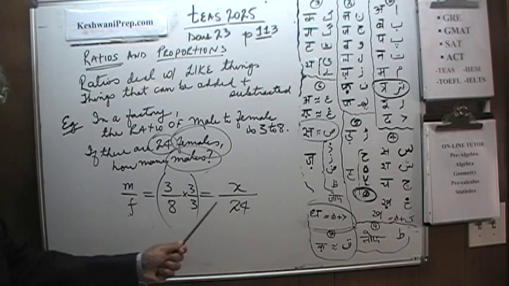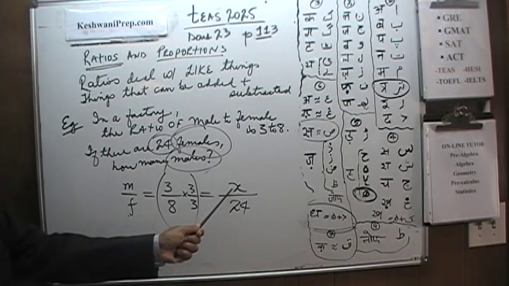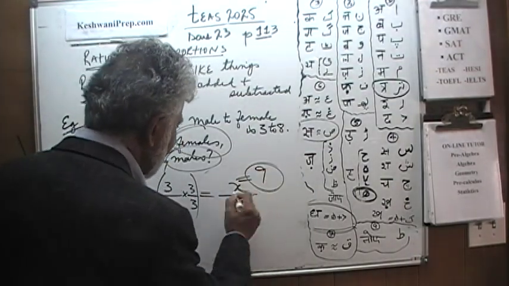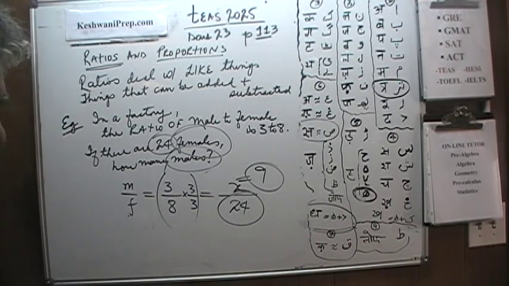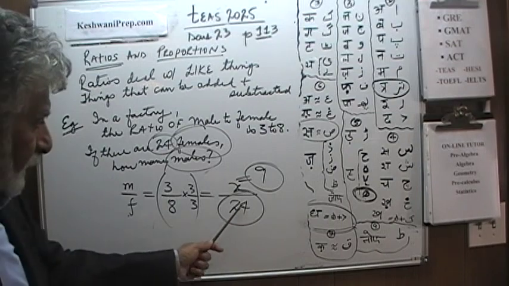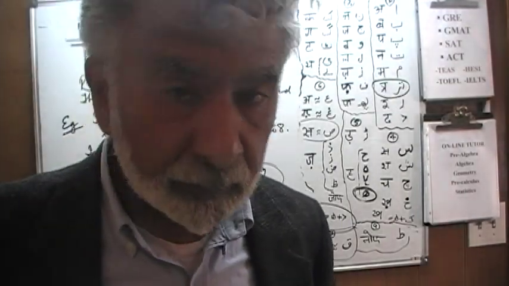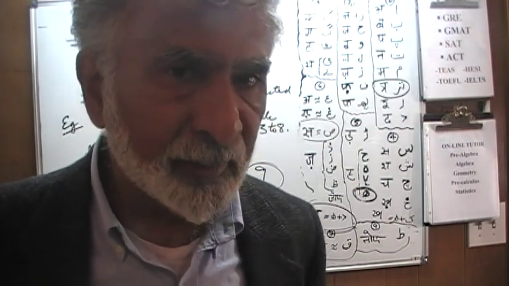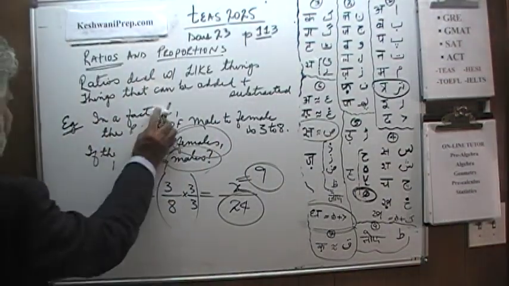Since the bottom is 24, the top has to be scaled the same way: 3 times 3, so there must be 9 males and 24 females, for a total of 33 employees. You see, we can add them. We can subtract one from the other because they are like things. They are similar things. Let's do one more.